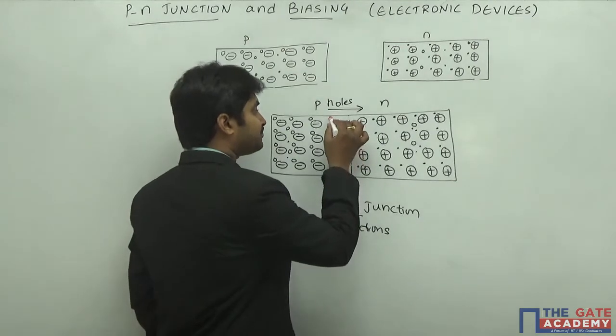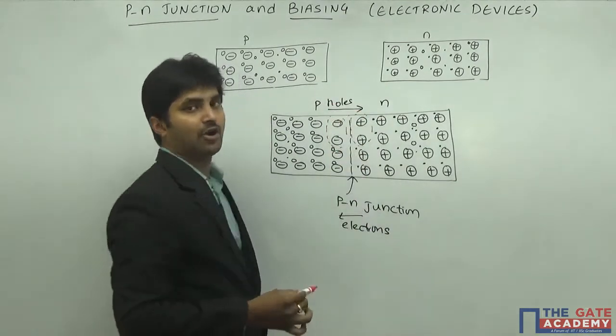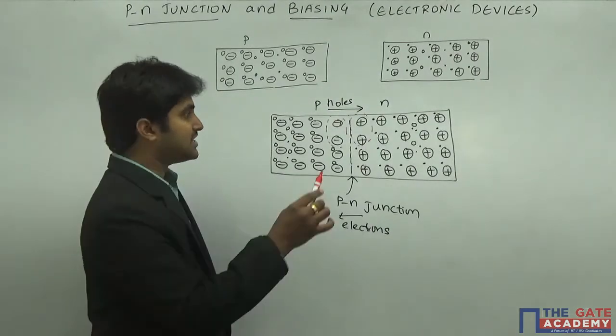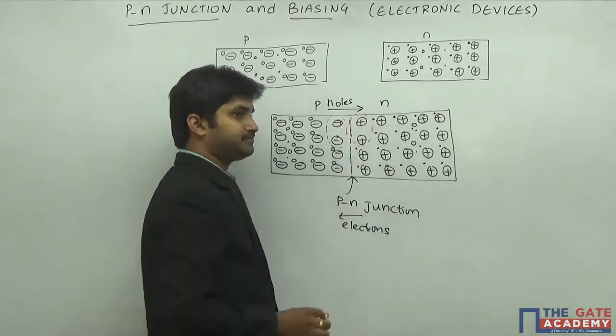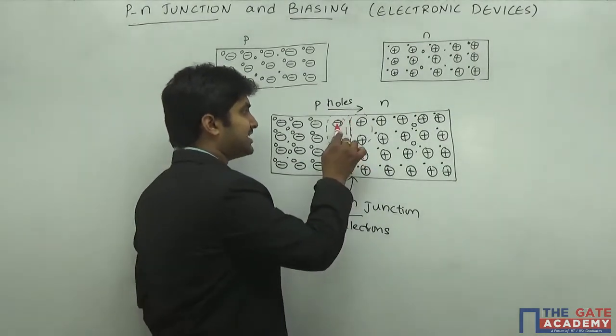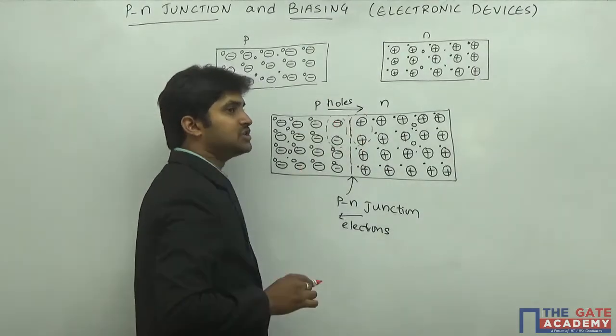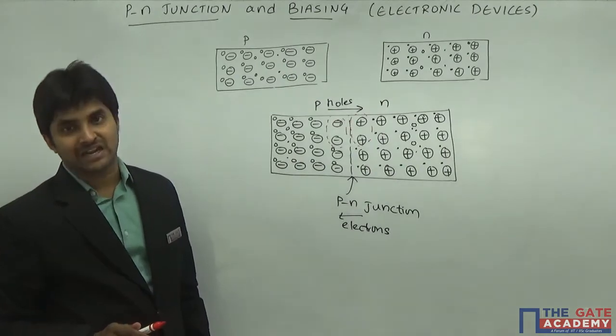So there are some charges which cannot move. Can these ions move? These ions cannot move at all. Now these ions which are present here, they are not without any charge. So whenever there is a negative ion in one region and a positive ion in the other region, then there is a formation of an electric field.